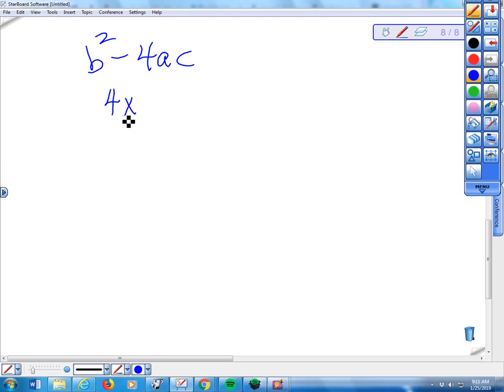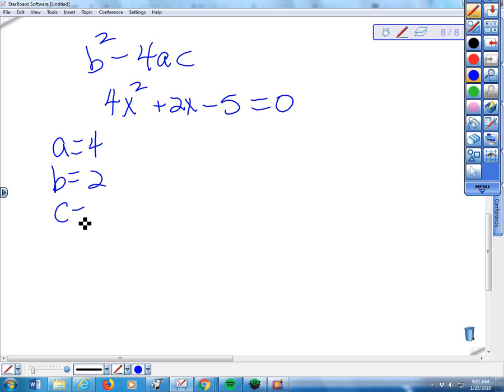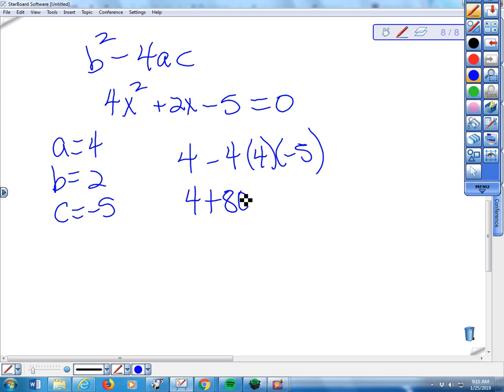So here's the equation: 4x squared plus 2x minus 5 equals 0. A is 4. B is 2. C is negative 5. So b squared minus 4ac. Well, this is going to be a positive, and it's positive 80. My discriminant is 84. That's half a point. Telling me what that means is another half. That means there are 2 real solutions.